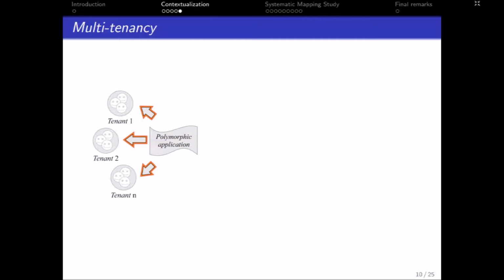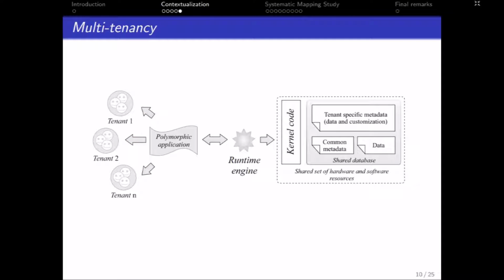Thus, this application can be considered as a polymorphic application, where for each tenant a specific application according to its requirements is provided. For this mechanism, it is necessary that the application be compiled at runtime and dynamically. Thus, a runtime engine from the provider is responsible to compile a variant application for a specific tenant, taking into account some elements: kernel code of the SaaS system, tenant-specific metadata, which includes data and customization, common metadata for all tenants, and isolated data for a tenant.